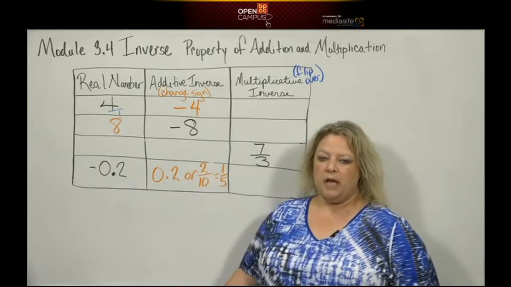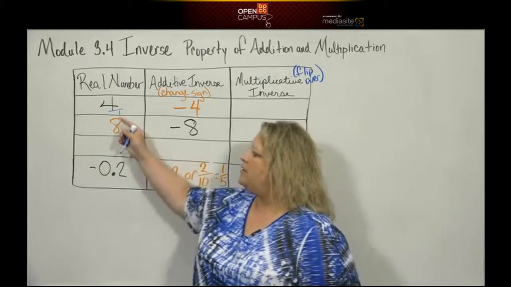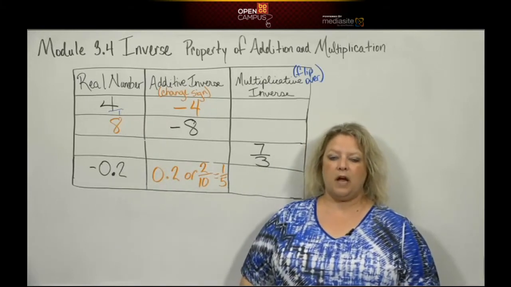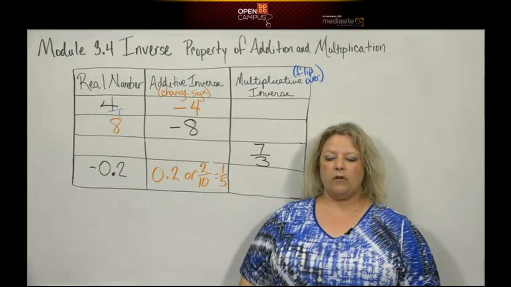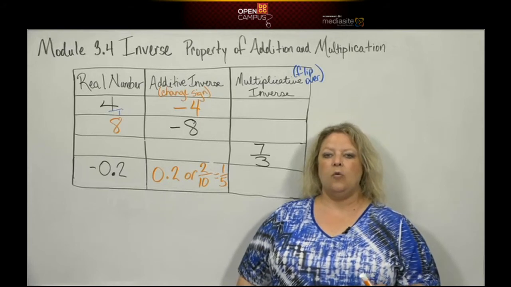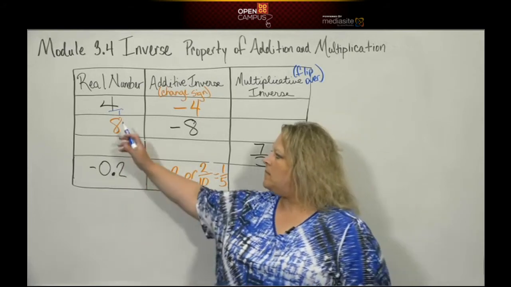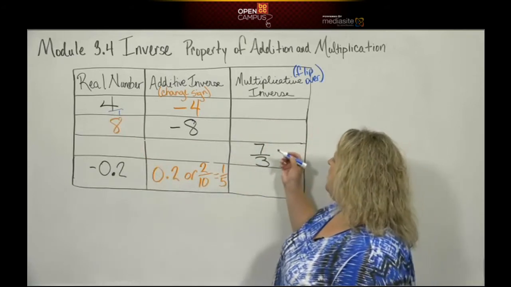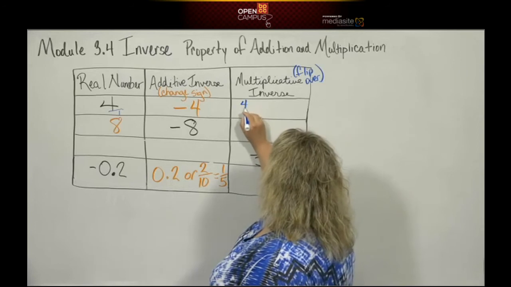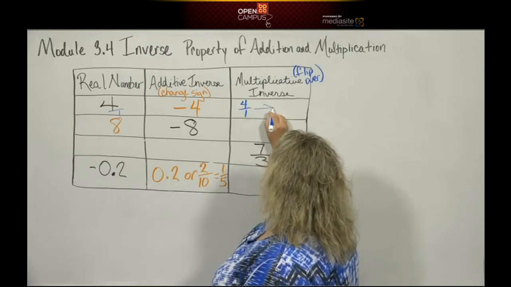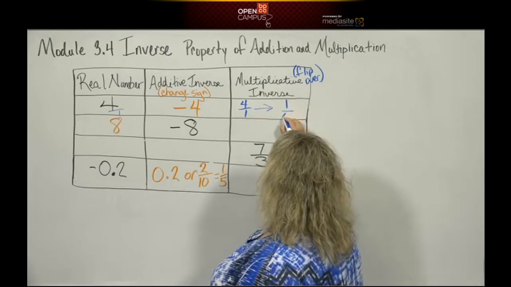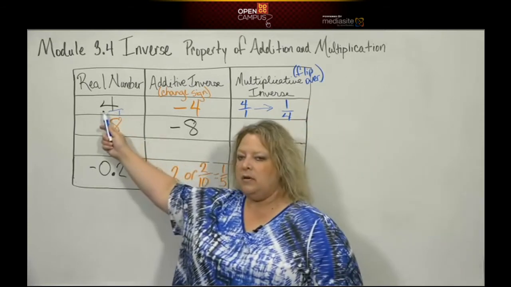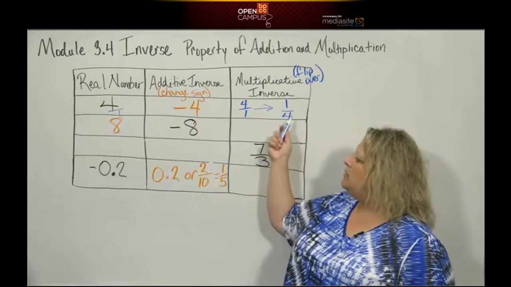Why is it a 1? Because 1 in the denominator does not change the value of the whole entire number itself, 4. 4 divided by 1 means one group of 4. So when I take my number 4 and I do the reciprocal and I flip it over, 4/1 becomes 1/4. So the multiplicative inverse means I take my real number and I flip it over into a fraction.